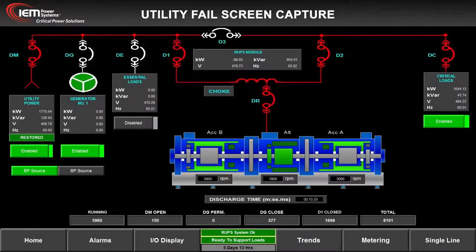Utility Fail Screen Capture. This screen capture of an actual live demonstration is designed to explain in detail the way the IEM power system's Rotabloc UPS works. It shows how, even when utility power fails, the integrated Rotabloc UPS system maintains clean, uninterrupted power to the facility's critical loads.